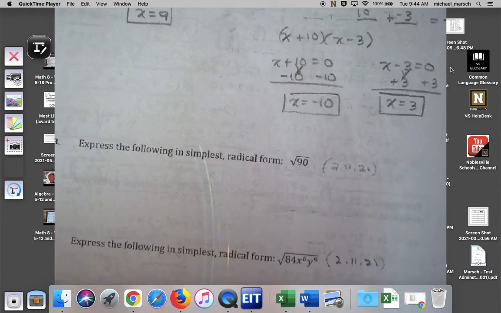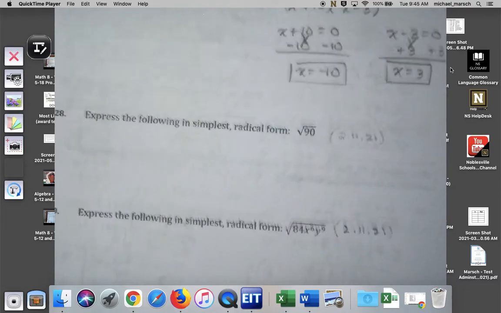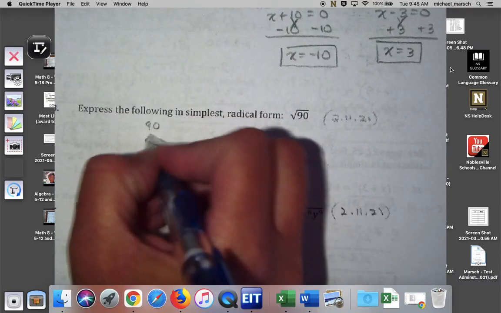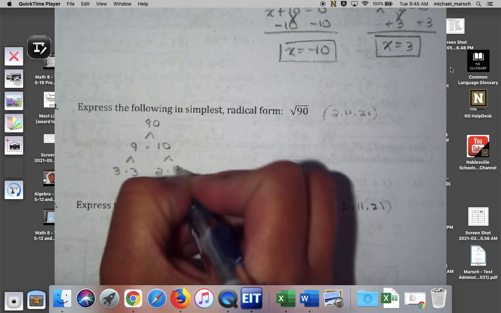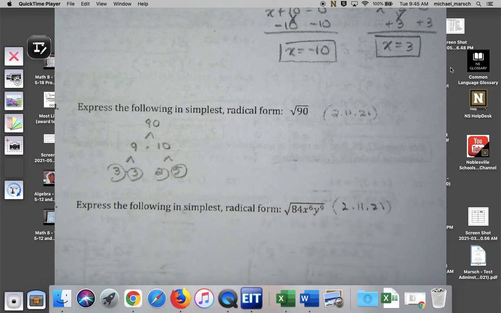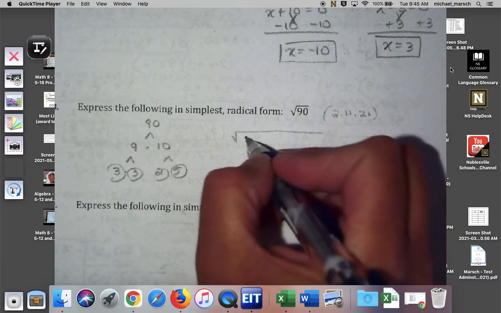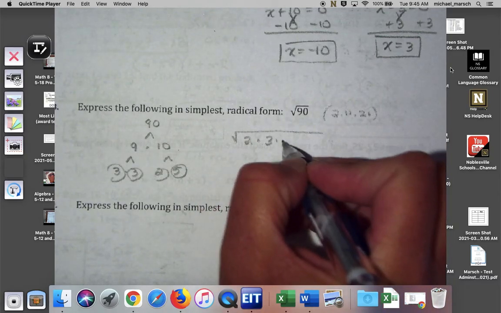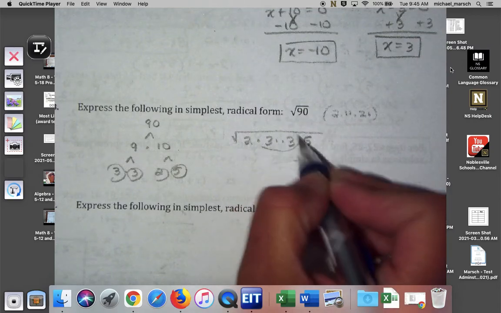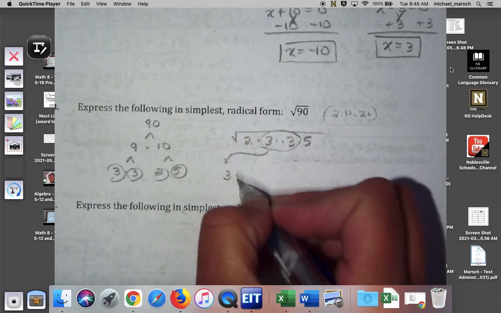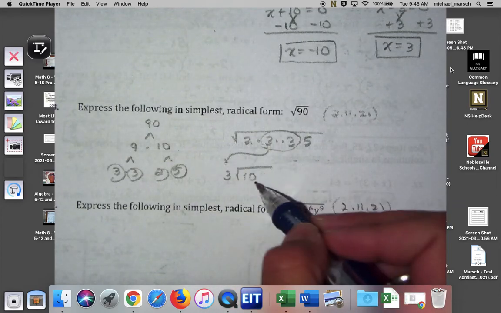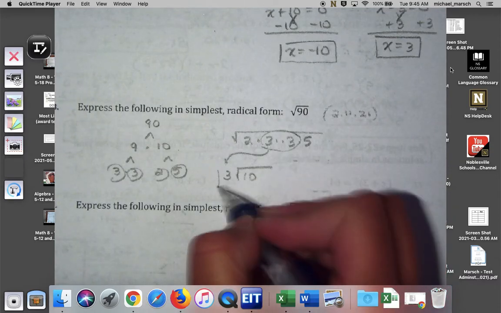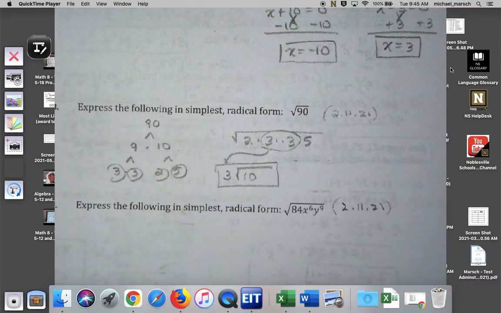All right, we're so close, guys. Express the following in simplest radical form. All right, so this is when we use our factor trees. You guys remember these? So I've got 90 can be broken down to 9 times 10, which is 3 times 3 and 2 times 5. I stop when I get to my prime numbers. I put all of these underneath the radical in numerical order, 2 times 3 times 3 times 5. I find the buddy. It comes out as one value. So I'm going to get 3 square root 10, because 3 is on the outside. That tells me I should square this number, and then the 2 times 5 becomes 10. So 3 squared times 10 would give me back to that 90.